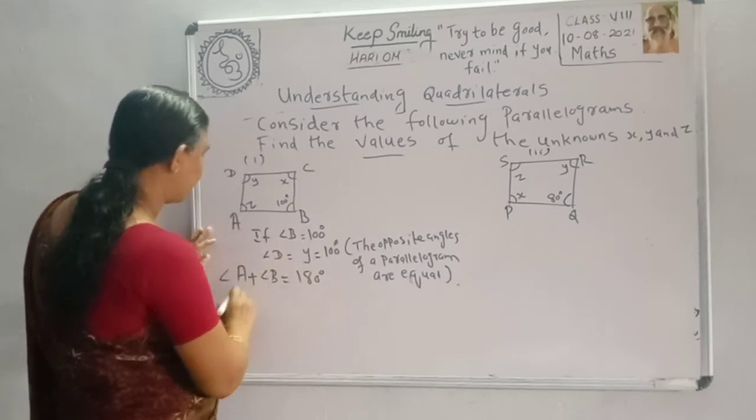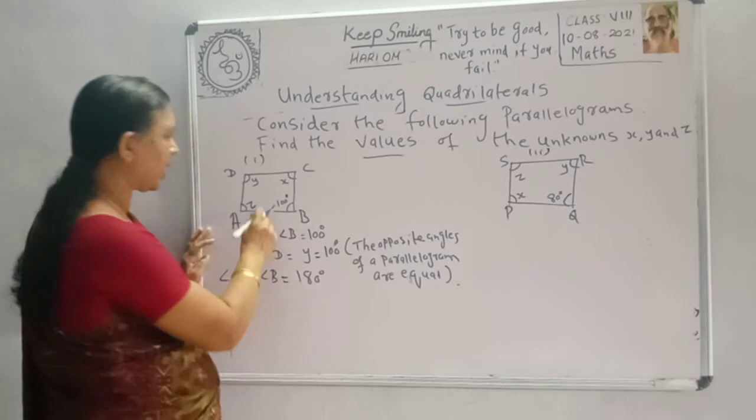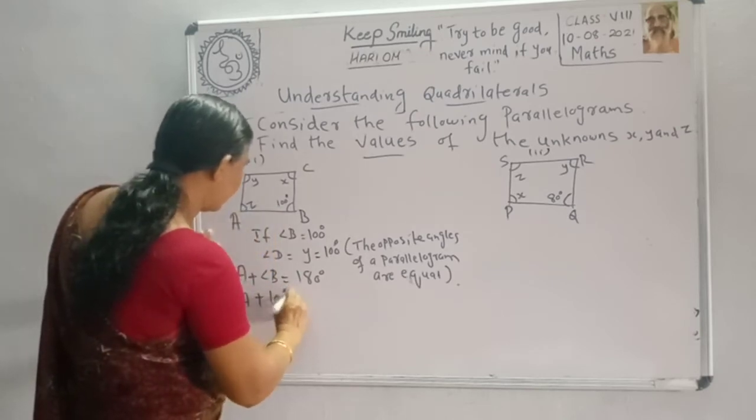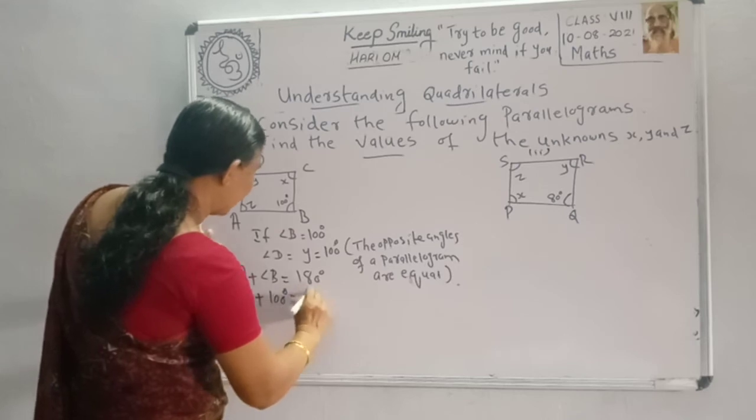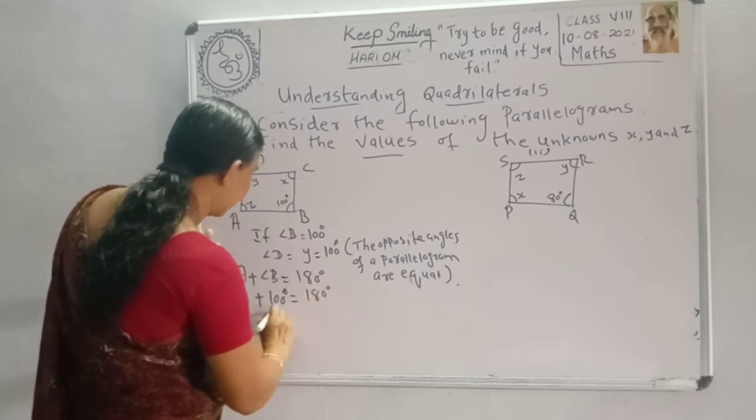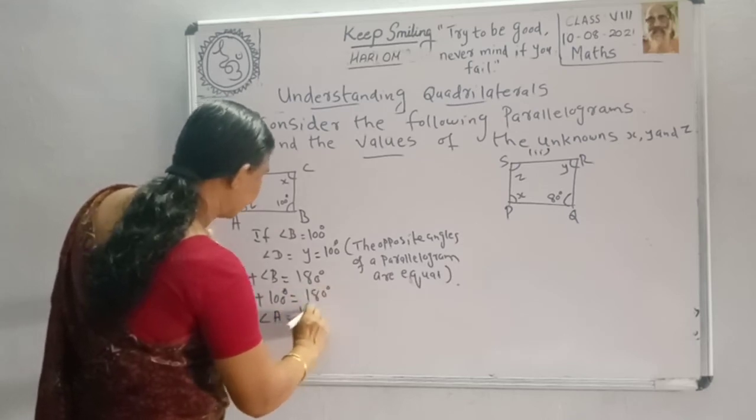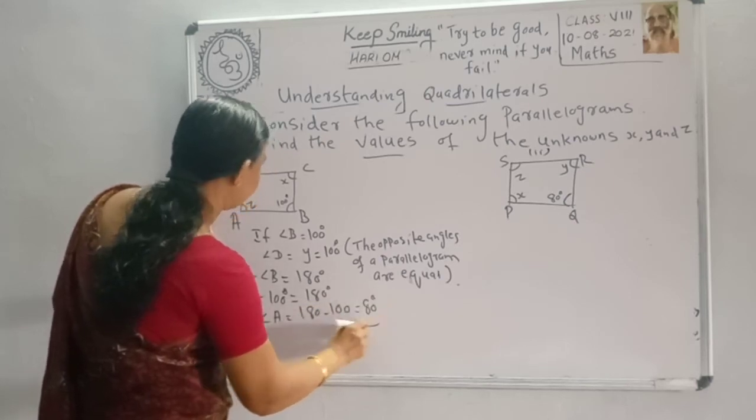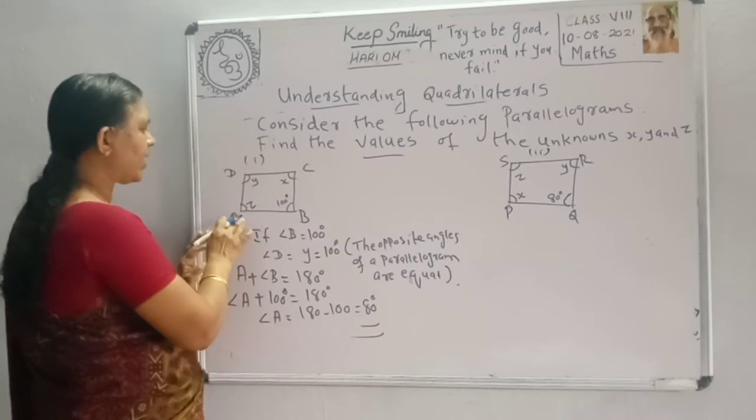Then we can put that angle A plus angle B is equal to 180 degrees. Therefore, angle A is equal to 180 minus 100, that is equal to 80 degrees. Angle A is equal to 80 degrees.